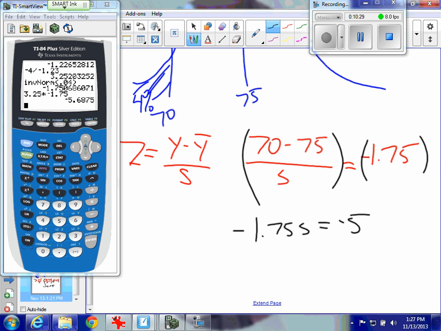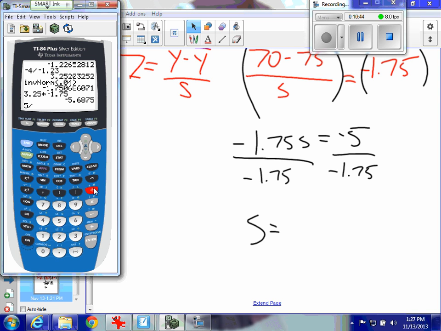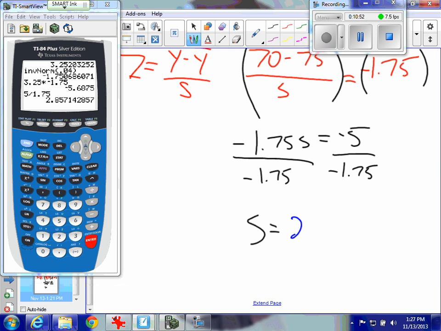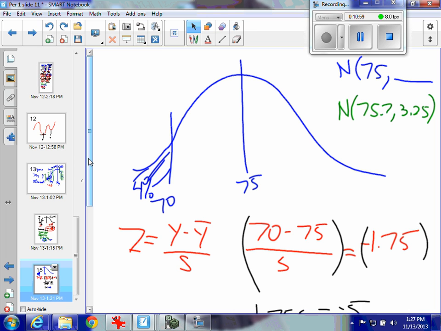So I divide both sides by negative 1.75. And I get my new standard deviation is equal to 5 divided by 1.75. My new standard deviation is 2.86. So my new model here is an N(75, 2.86).